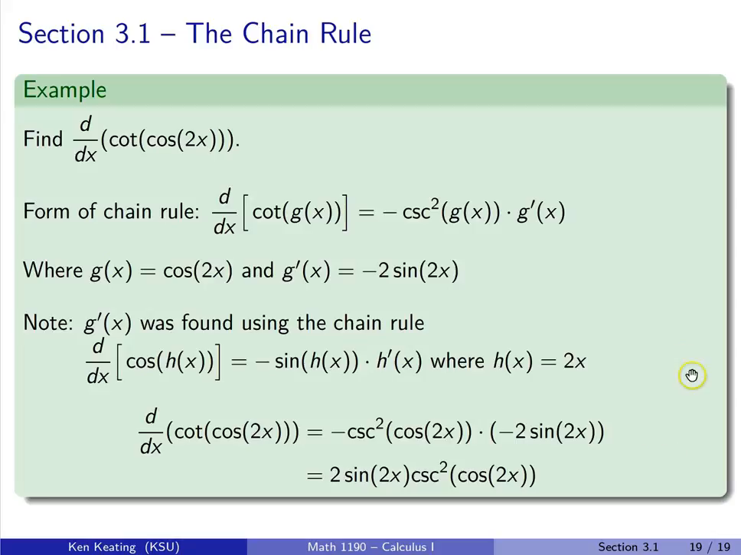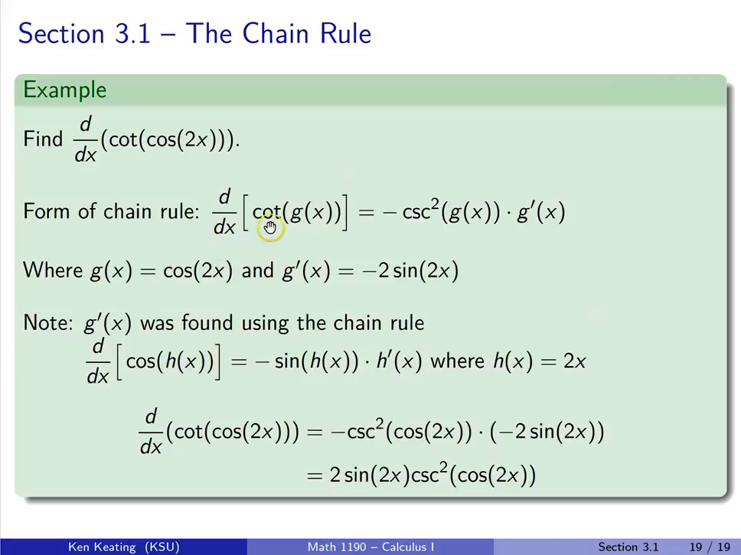All right, but nesting these rules. We've seen combinations of product and chain. We can do chain within chain. We can do chain within quotient and quotient within chain. We could nest all these rules together. My advice is to take them piece by piece, break them down like we did here.